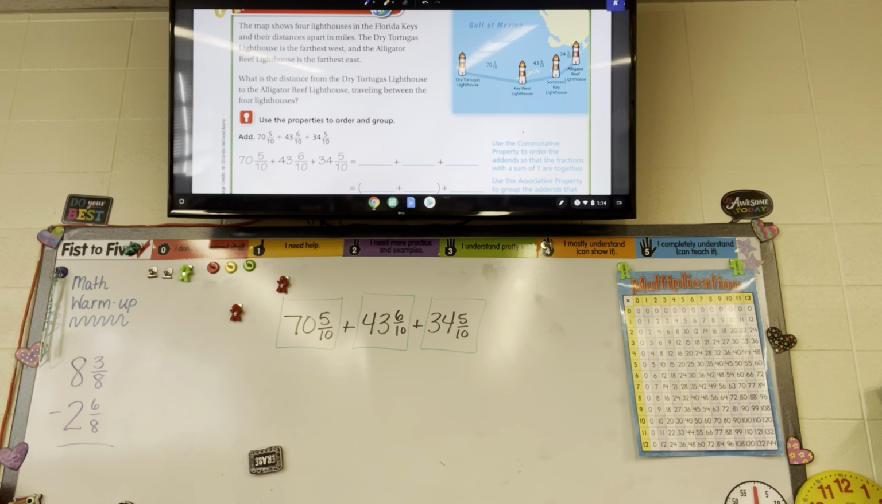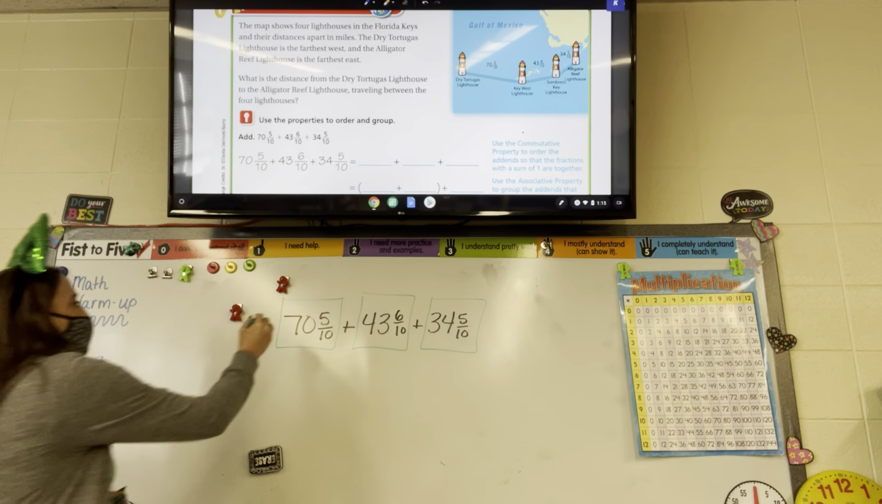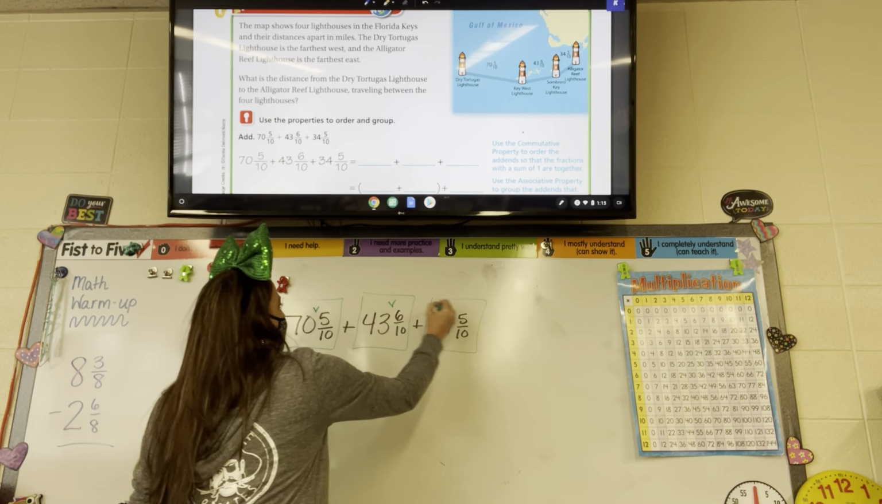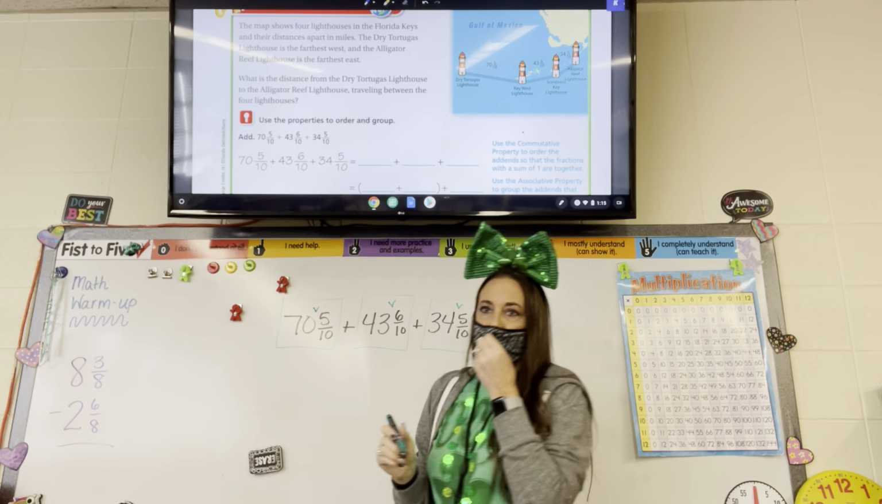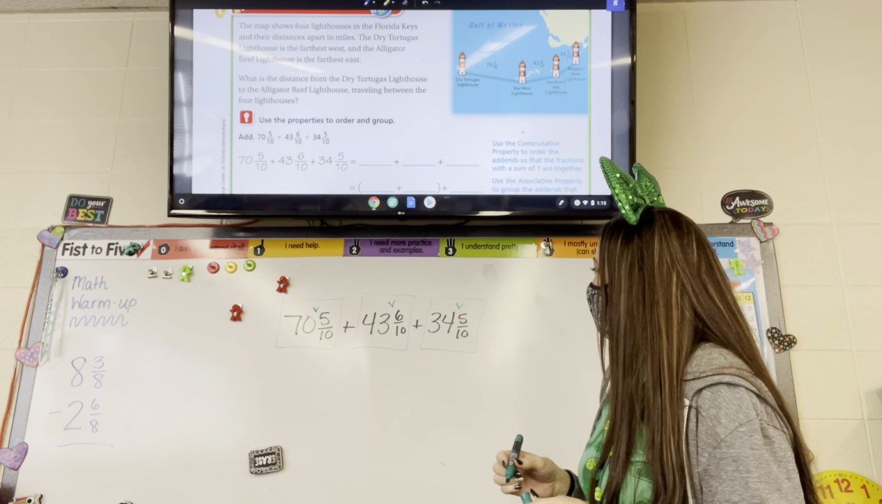Landon, what do you think? 70 and 5 tenths and 34 and 5 tenths. Dakota, what do you think? Don't forget that we can say and now. Right here is going to be the word and. So say those one more time, Dakota. 70 and 5 tenths and 34 and 5 tenths.